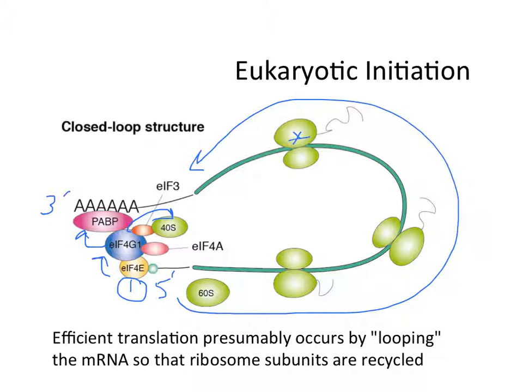Make another ribosome. Get it going again. Assemble a ribosome, make it translate. Make lots of protein. So this looping presumably is important, as it says here, so that ribosome subunits are recycled.